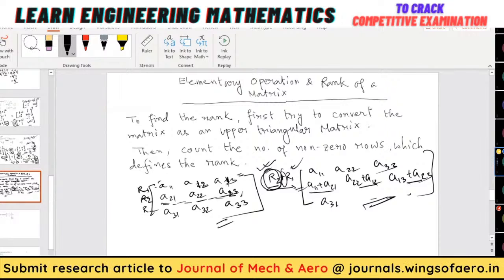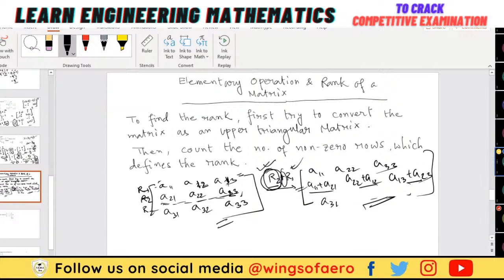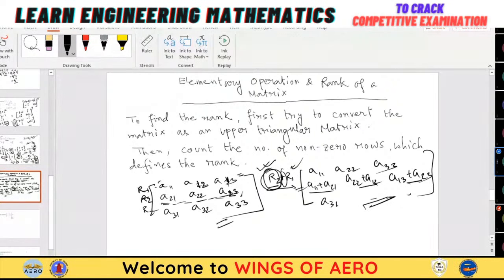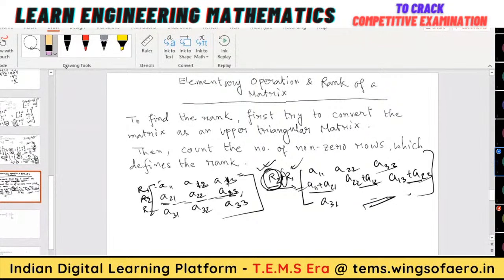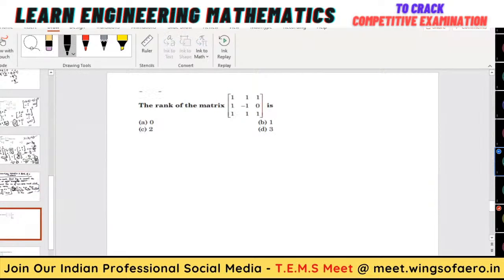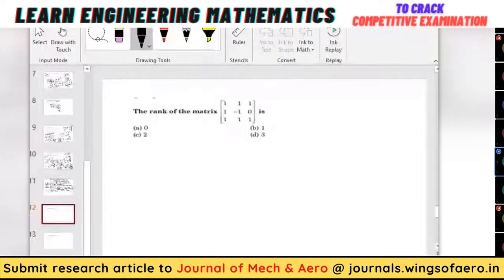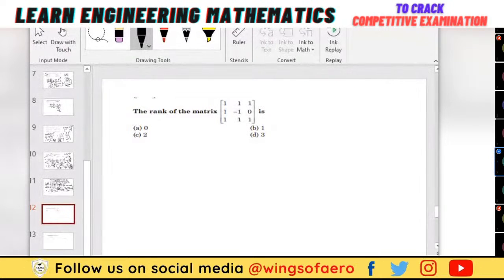So this technique we will apply to find the solution of the system of linear equations. The solution of the system is also very important in the GATE exam, but I will discuss it later. First, I will discuss how to find the rank. Now, rank finding. Suppose this matrix. First of all, let me know whether you know how to find the rank by using elementary row and column operations.